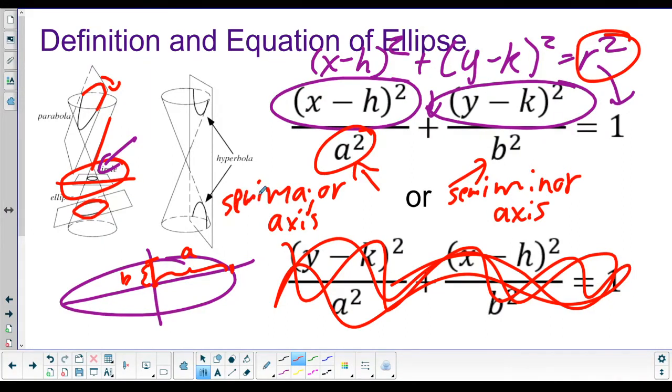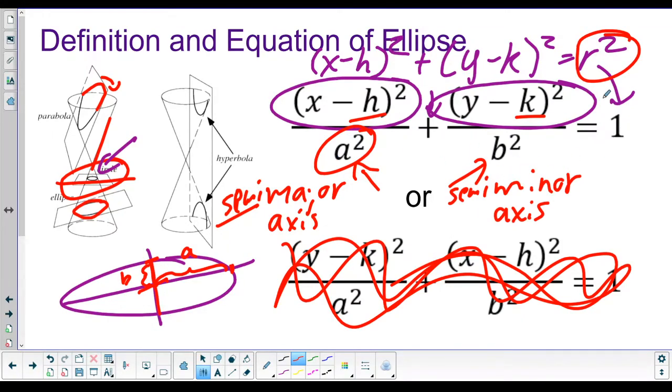All right, and semi just means that we're not looking at that full diameter. We're looking at the radius. Semi means half, so it's half of the full axis, but it's a radius, right? So there you go. H and K are still the same things. This is your horizontal shift. This is your vertical shift. This is your major axis radius. This is your minor axis radius.